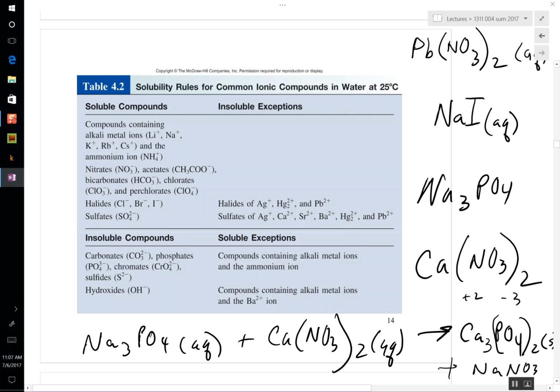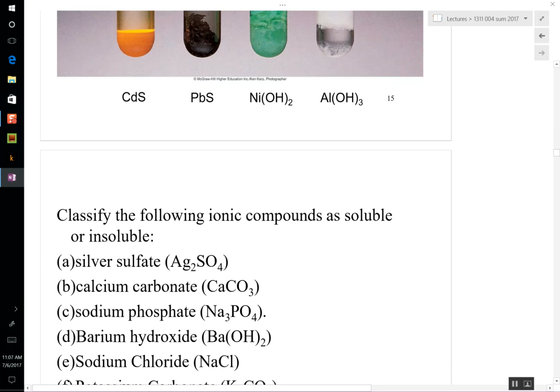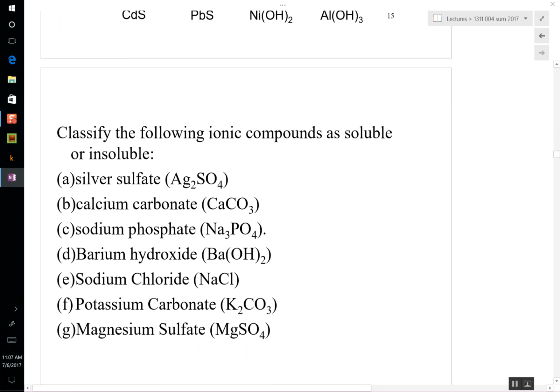And then how to write net ionic equations. Did we get that far? Writing a net ionic equation? Okay, let's do one of those, and then we're going to jump right into a new topic.